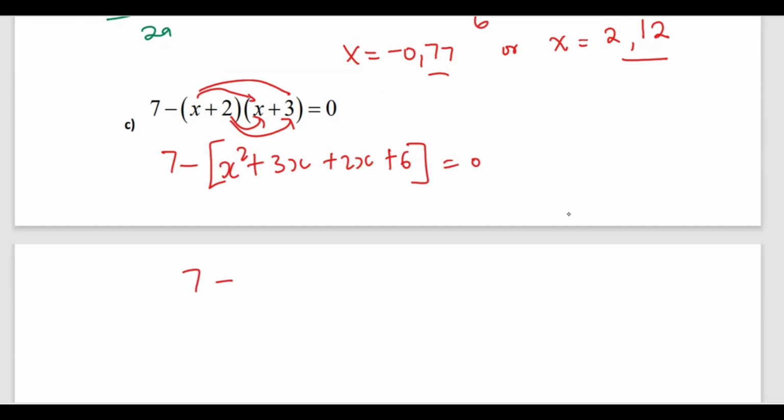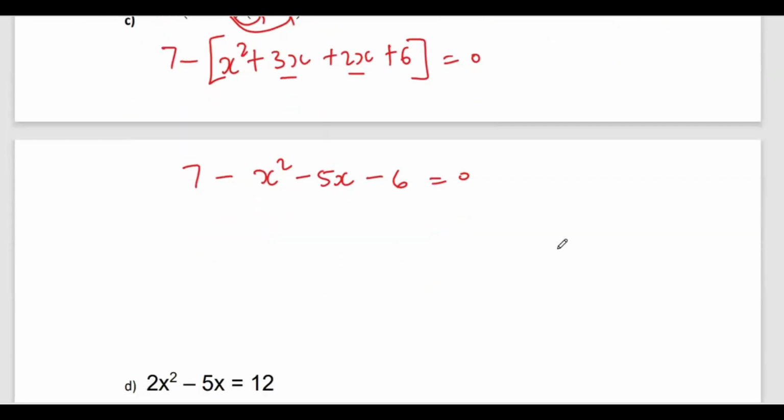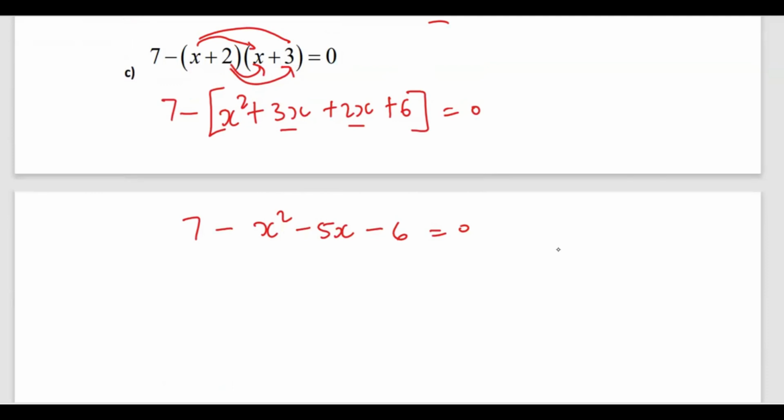And then 7 minus, I'll have x squared. This and this is 5x, so it's going to be minus 5x. And then I'll have minus 6 is equal to 0. Okay. Now the standard form is going to be negative x squared minus 5x. Now 7 minus 6 is going to be a plus 1 is equal to 0. So I can use it this way, or I would rather divide through by a negative. x squared plus 5x minus 1 is equal to 0.